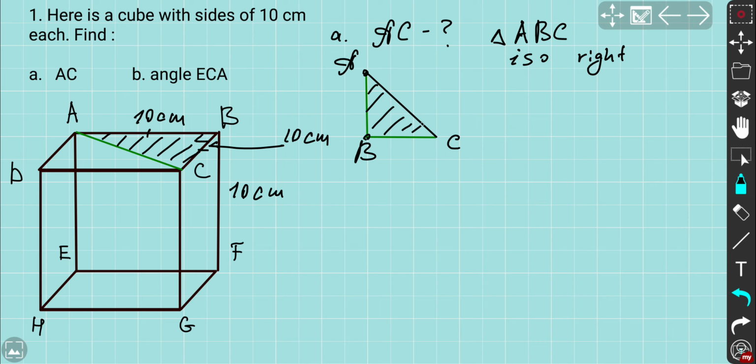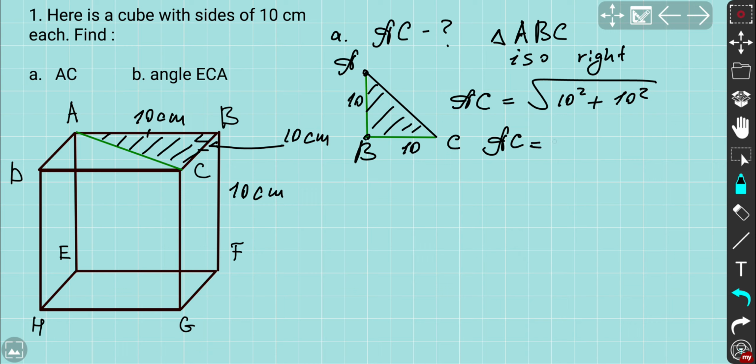So how do we figure out AC? If each side AB and BC is 10 centimeters, you can set up Pythagoras. So AC is going to be the square root of 10 squared plus one more 10 squared. It's going to be 100 and 100, so AC is the square root of 200, or 2 times 100, that means it's 10 square root of 2 centimeters. Alright, so we figured out the first one, and that's going to be the result. So we found AC, it's right there.